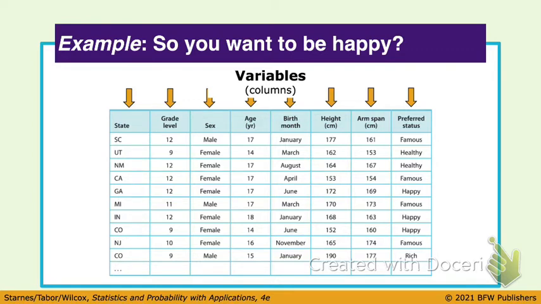Quantitative. Birth month. Categorical. Height. Quantitative. Arm span. Quantitative. And preferred status. All right, cool. The categorical ones are super easy to pick out. It's the ones that have words. Okay, so state, sex, birth month, and preferred status.